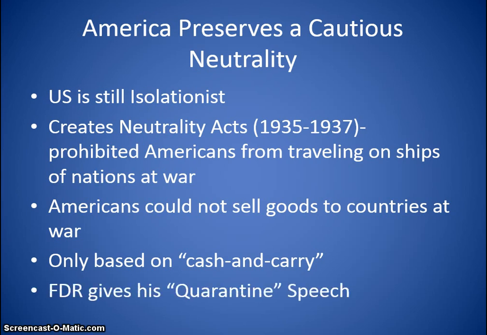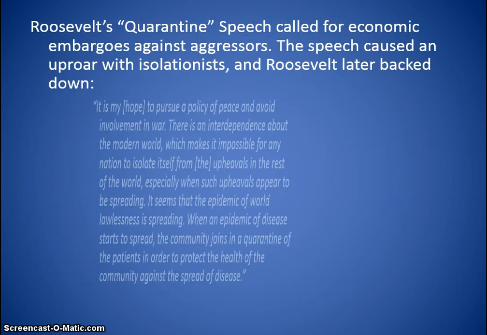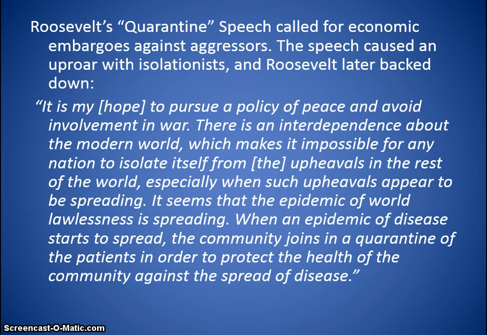And then, of course, FDR gives his quarantine speech, which is what we went over in class, right? That he called for economic embargoes against aggressors, right? We went over that term, embargoes. And again, we wouldn't trade, and we would kind of quarantine those aggressors, like your dictator countries, and we wouldn't have any business with them. And of course, this is his speech.